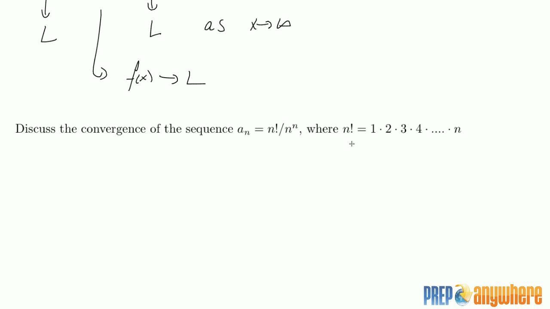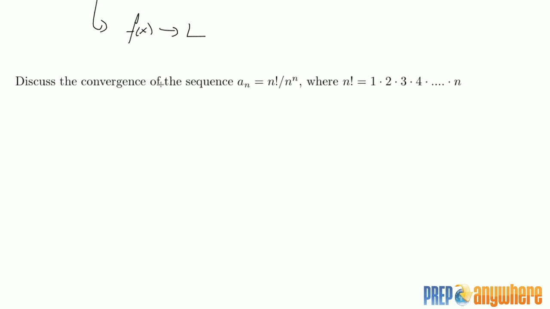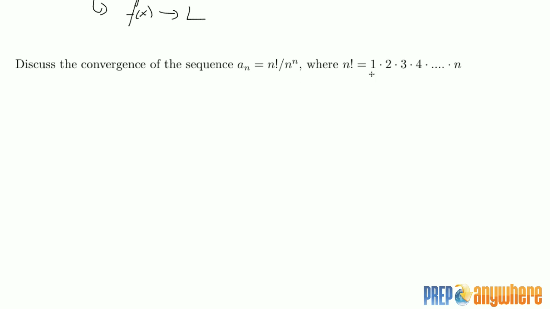Okay, so here's a very interesting example. a_n is n factorial divided by n to the power of n. Is this converging or diverging? I hope you recall that n factorial means n times n minus 1 times all the way to 1. Okay, so a_n, let's first break this down a little bit more.